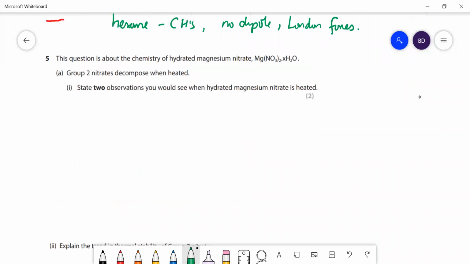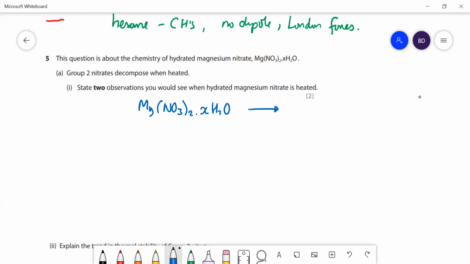Okay, this question about the hydrated magnesium nitrate. The group 2 nitrates decompose when heated. State 2 observations you see when it's heated. Well, let's think of the equation first of all. You're going to get magnesium nitrate, Mg(NO3)2, solid, and it's hydrated, so you've got water molecules there.